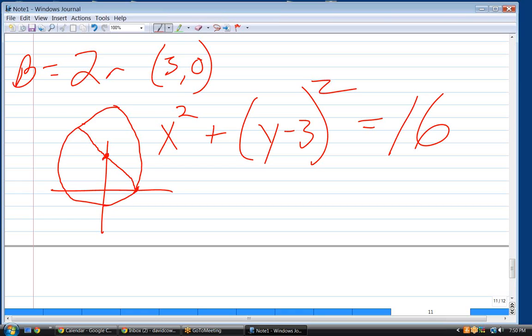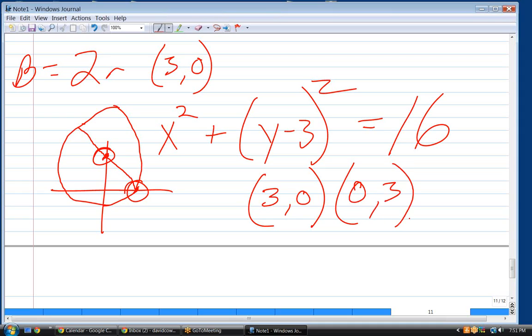So it would be 32. Well, wait, no, I've drawn the picture. Now we have to figure out the equation of that line. Well, we can see that that line goes through this point, and it goes through the center of the circle. We know that point. So what's the equation of a line that goes through this point and this point? What's the slope?